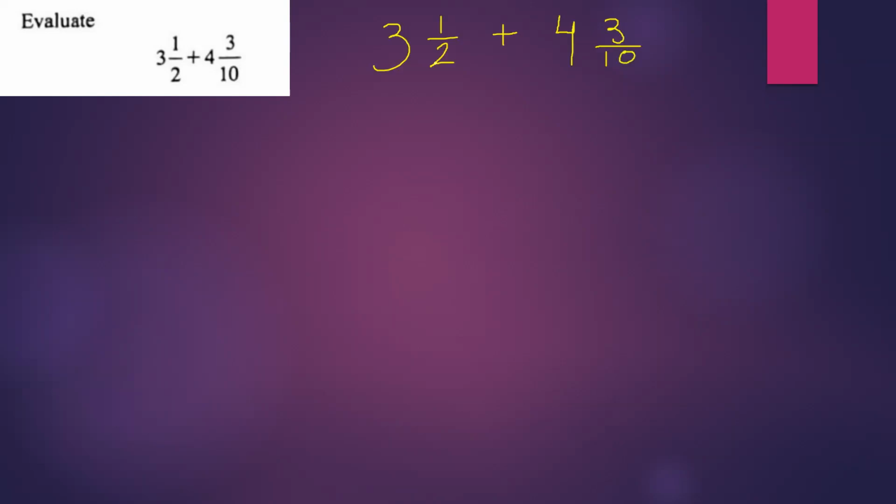We have to convert these into improper fractions. So we multiply 3 by 2 and add 1. 3 times 2 is 6, 6 plus 1 is 7, so 7 over 2. Plus 4 times 10 plus 3: 40 plus 3 is 43 over 10.